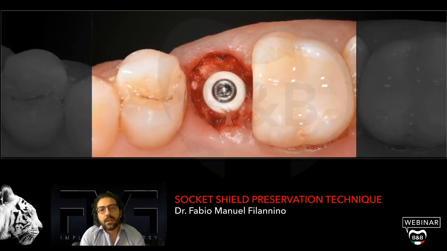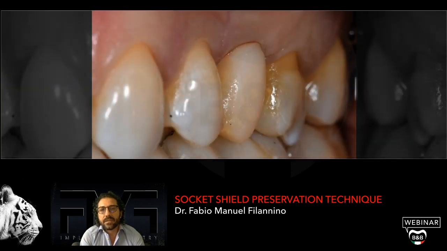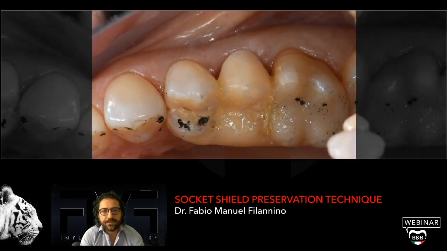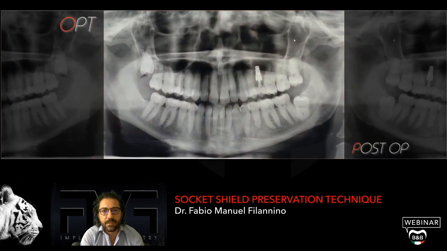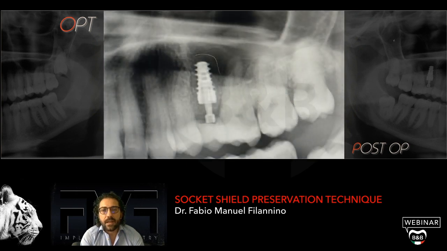So I inserted the collagen and the healing abutment, and I cemented my temporary Maryland bridge for the second time. Here are the images of the cementation. This is the post-operative OPT. Here we can see that I reached stability in this area, and I did a little bit of crestal sinus lift, and I kept primary stability in this area.